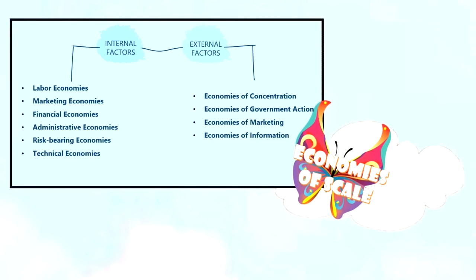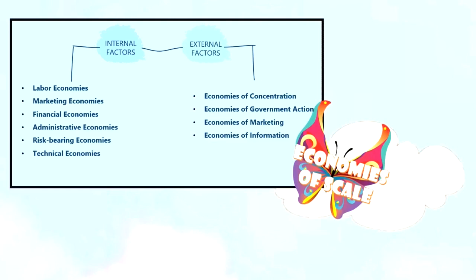Next, we move to financial economies. This is the financial position where a large firm can raise capital more easily than a small firm. For example, a large firm can easily get a loan with a lower interest rate and longer maturity period than a small firm. This is because the party who gives the loan, for example a bank, has more trust in a large firm than a small firm.